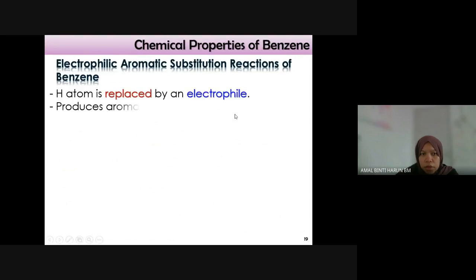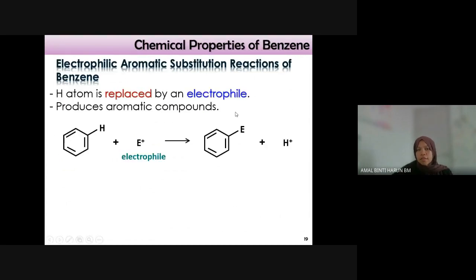Okay. Next is the chemical properties of benzene. In benzene, okay, kita dah masuk part 3. Part 3 ke? Okay. This part is referring to how the benzene reacts. Okay, how the chemical properties of benzene.